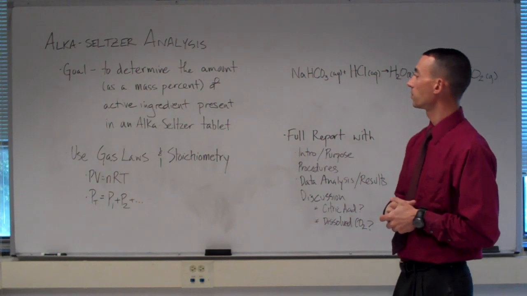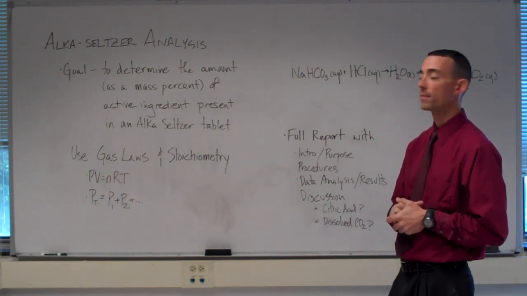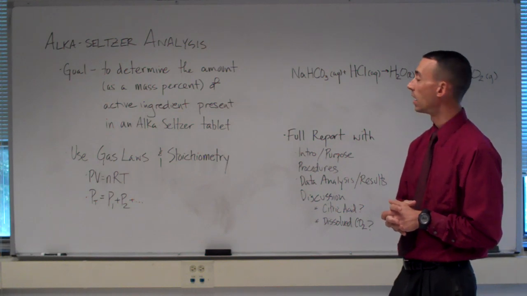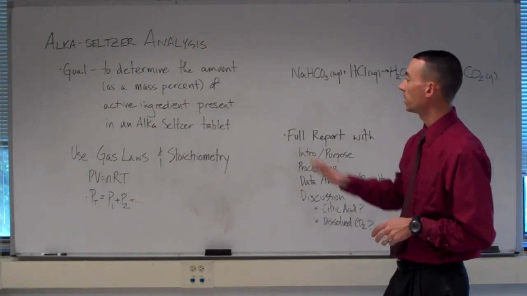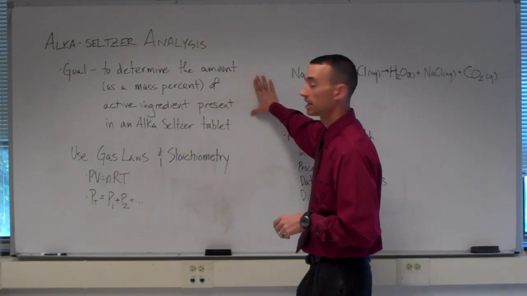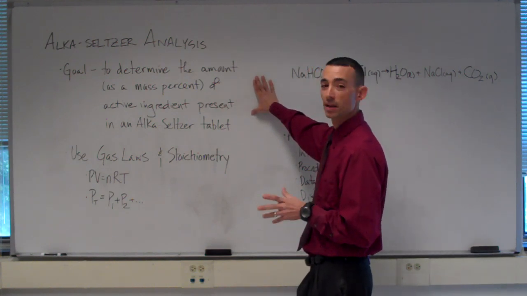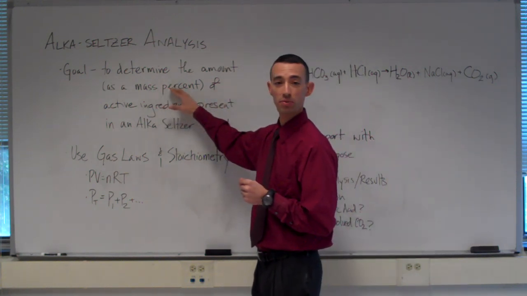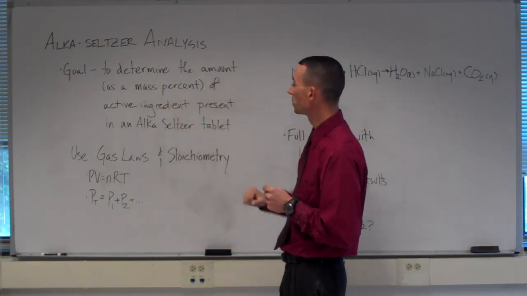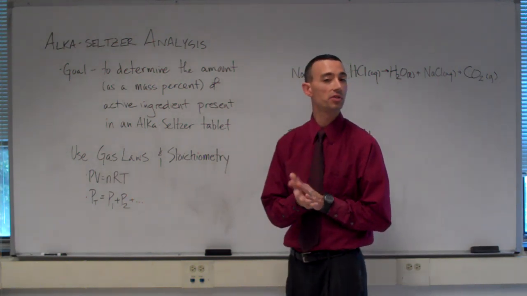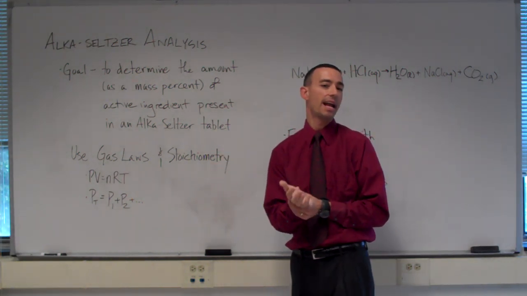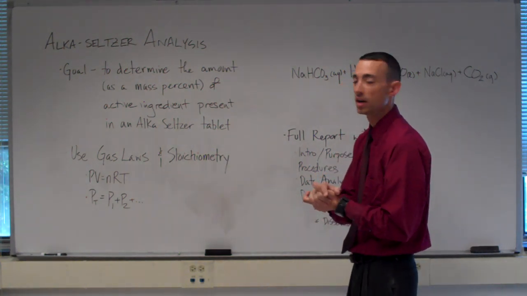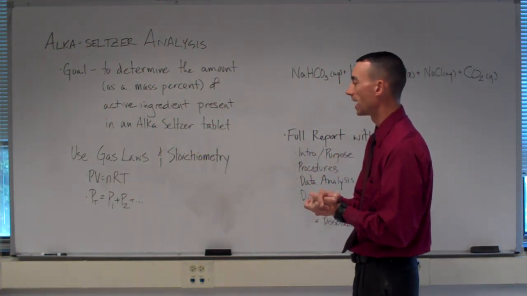So briefly, let's go through the goal of today's experiment and get right into some of the important details that are going to help you achieve that goal. We want to determine through the work of today's lab the amount, and that could be quantified several ways, but we're going to do it in terms of a mass percentage of the active ingredient present in an Alka Seltzer tablet. We can do this for any antacid, to be honest. We just happen to choose Alka Seltzer as our antacid for today.